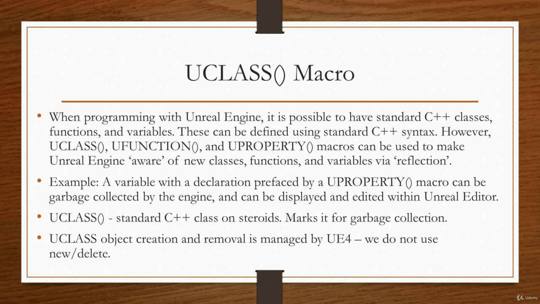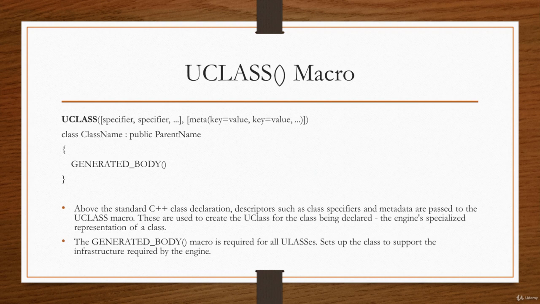I'd also like to note here that uClass object creation and removal is managed by Unreal Engine 4, okay? So we do not use new or delete here, as you might be familiar with in standard C++. We have a garbage collection system in Unreal Engine, so you need to mark it for removal in a different way. We'll take a look at how we can do that later. Here again as an example, you can see uClass at the top there, that macro right before your class name, which will inherit from some parent, and then we have the generated body macro as well.